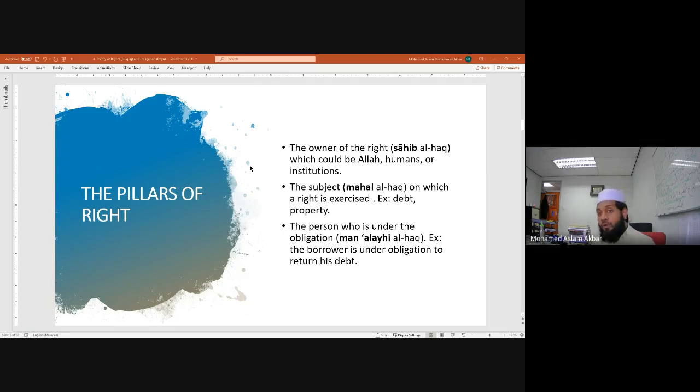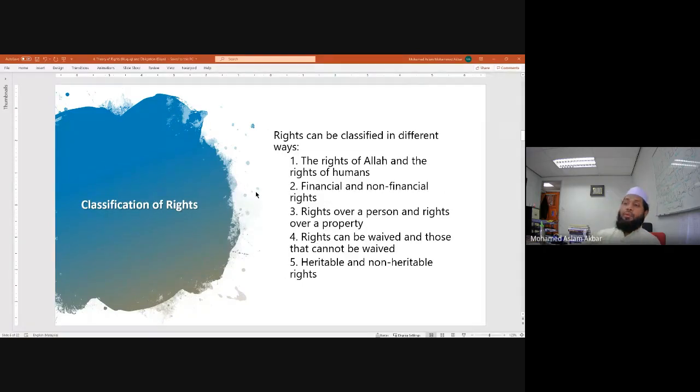All right. The same thing goes for money, borrowing money. The borrower becomes Man alayhi al-haq. The one who gives the money, the lender, becomes Sahib al-Haq, and then the money becomes the subject. For example, the bank offers you money, gives you the loan, the bank becomes what? Sahib al-Haq. And when the bank gives you the money, you become Man alayhi al-haq, the person who is under the obligation, because you have to pay back. And then the money itself becomes the subject, Mahal al-haq.